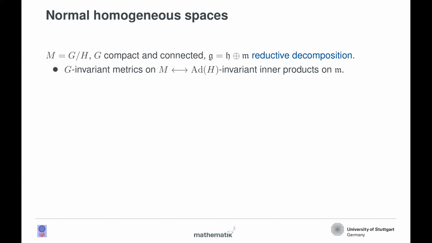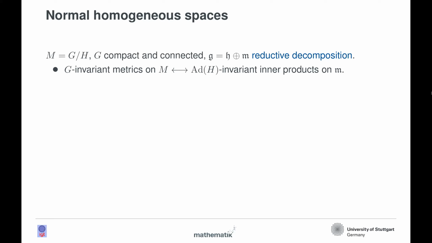So we take some homogeneous space, we take the group G to be compact and connected, and suppose we have this reductive decomposition. Reductive decomposition just means that this decomposition is invariant under the adjoint action of the group H, or equivalently, the commutator of H and M lies inside M. So this M here can be thought of as the tangent space of our manifold at the base point. There's this well-known correspondence: the G-invariant metrics on the manifold correspond to H-invariant inner products on this tangent space.